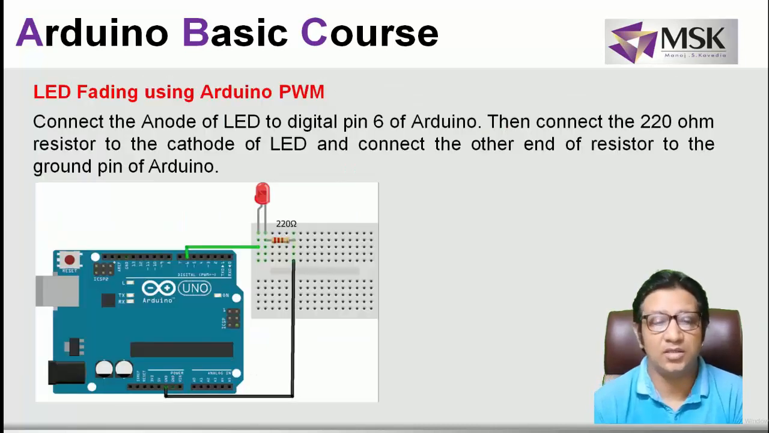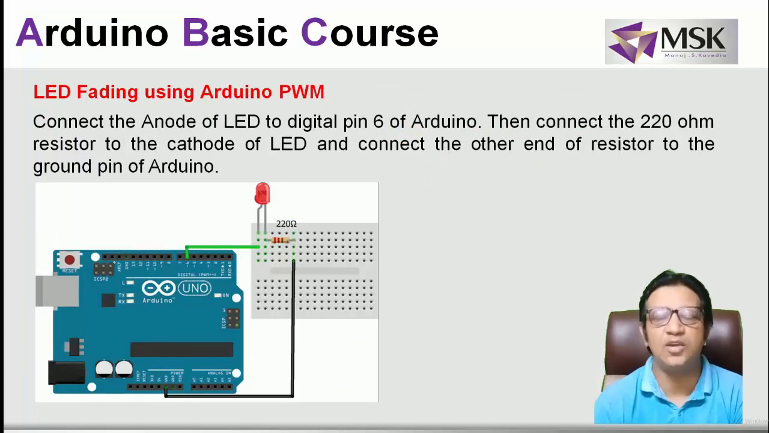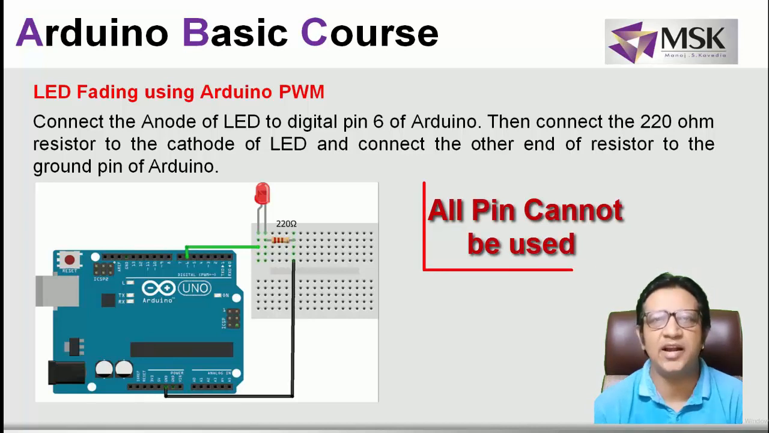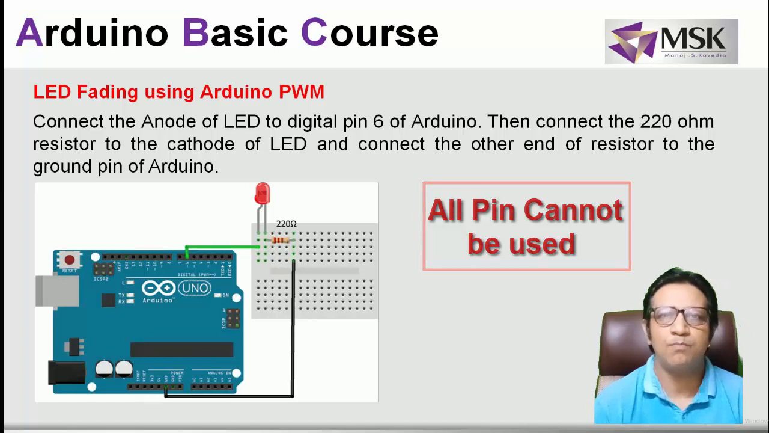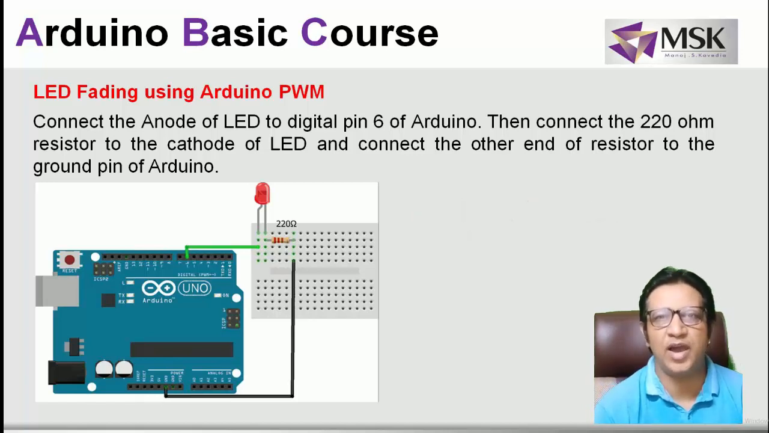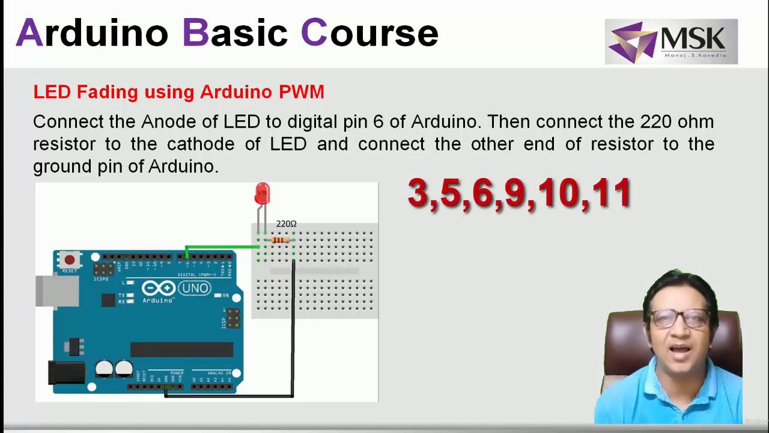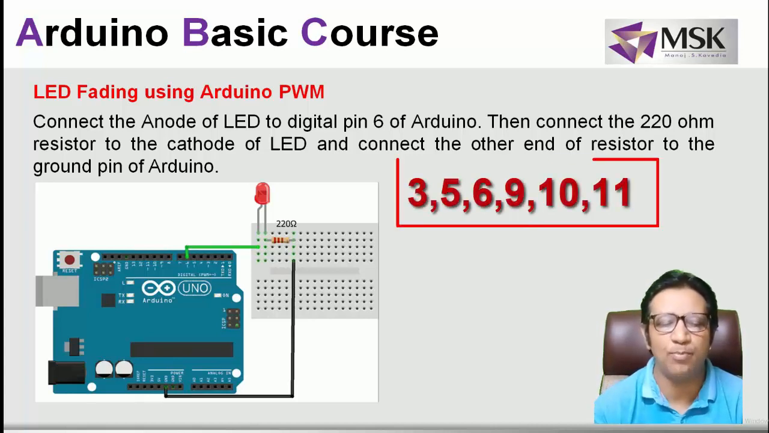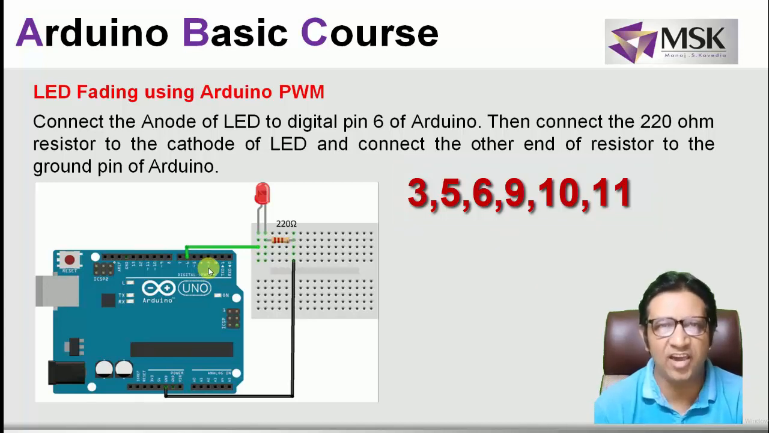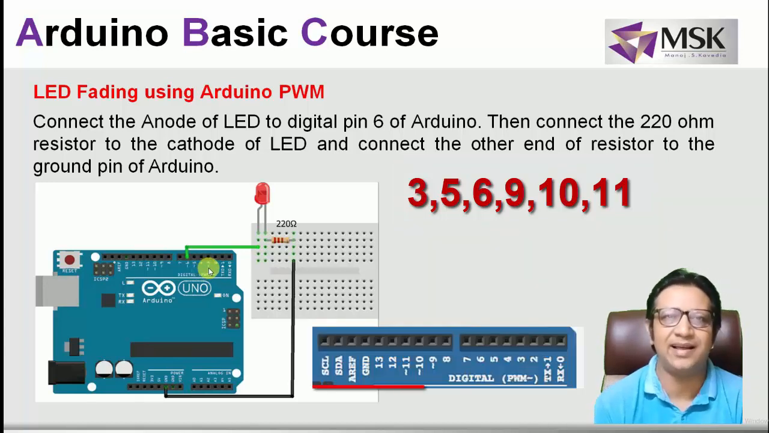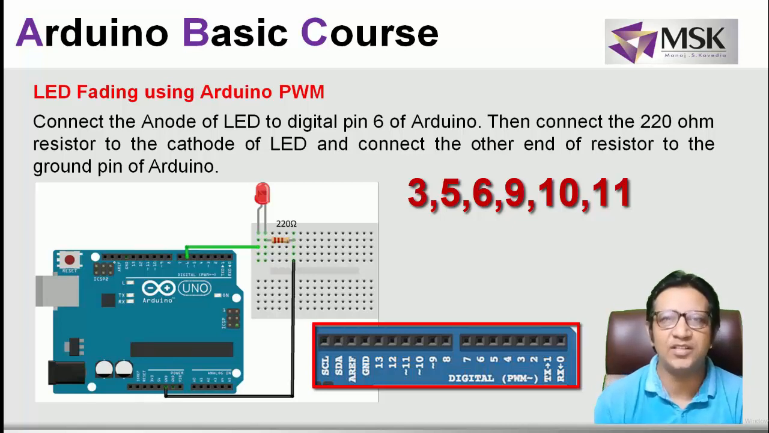Now the thing is, if I want to control the LED using this technique PWM, then I cannot connect the LED to all 14 pins, that is D0 to D13. But to work with PWM, I have to use some specific pins only, and those pins are marked with a tilde sign or PWM. So these are pin number 3, 5, 6, 9, 10 and 11. These are the only pins which support PWM signal.